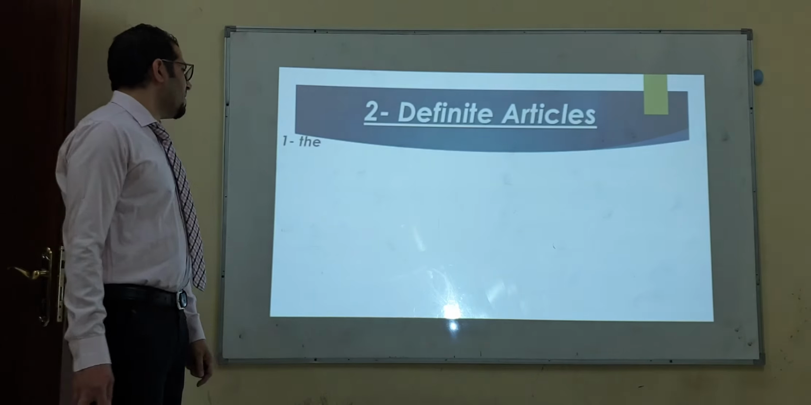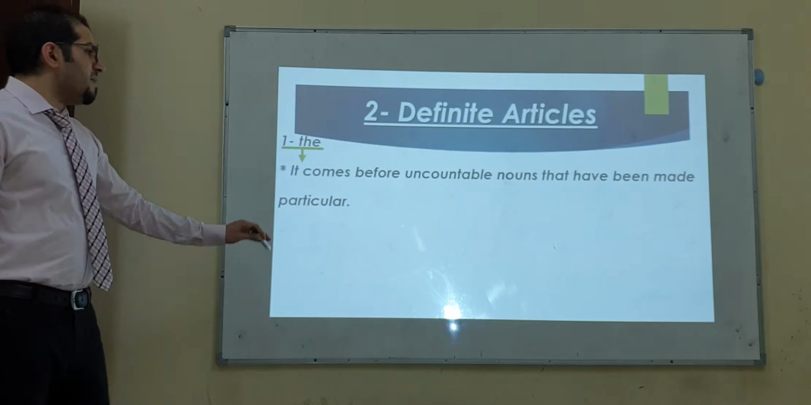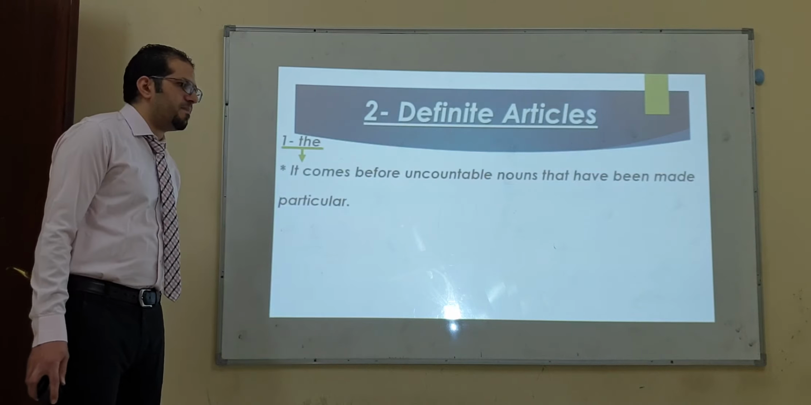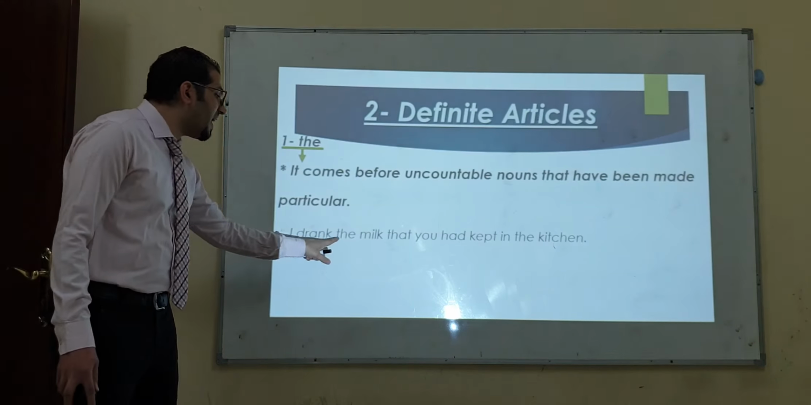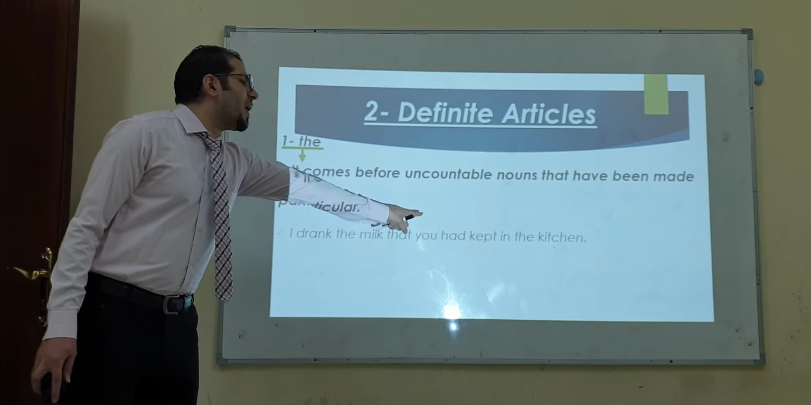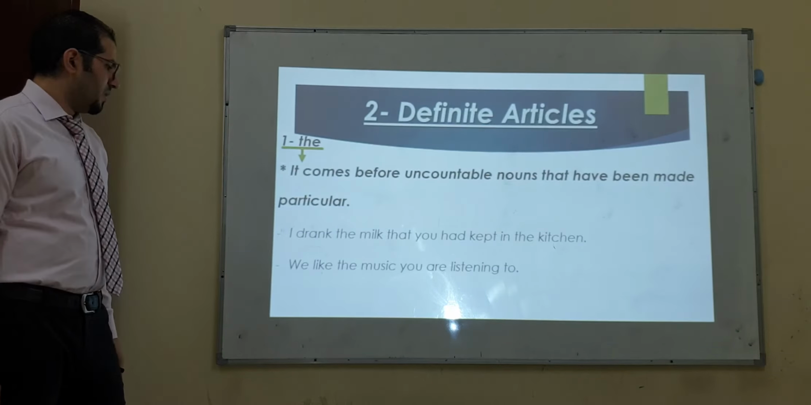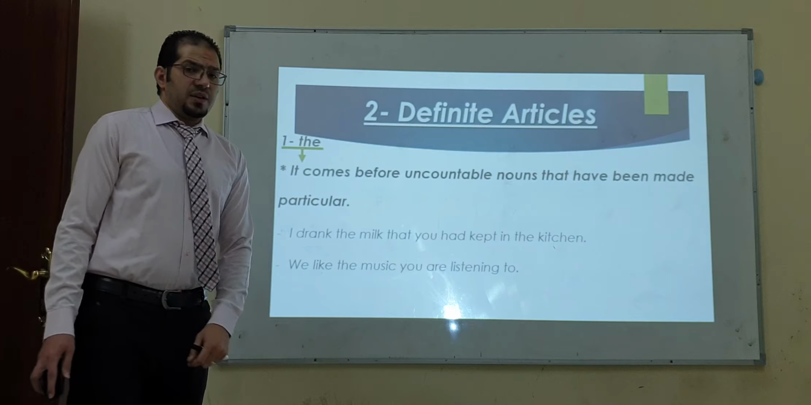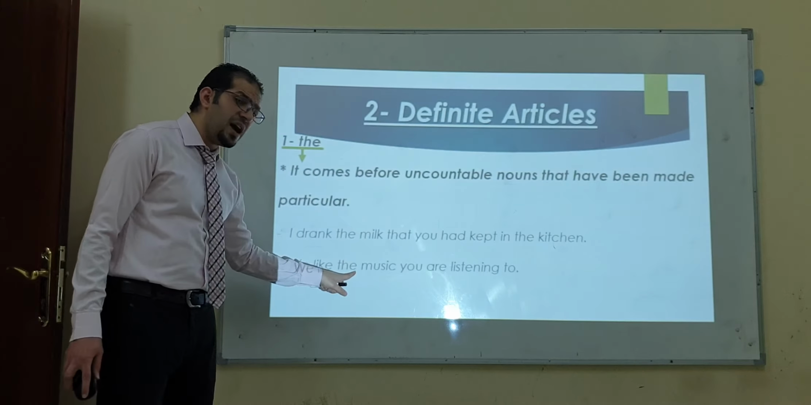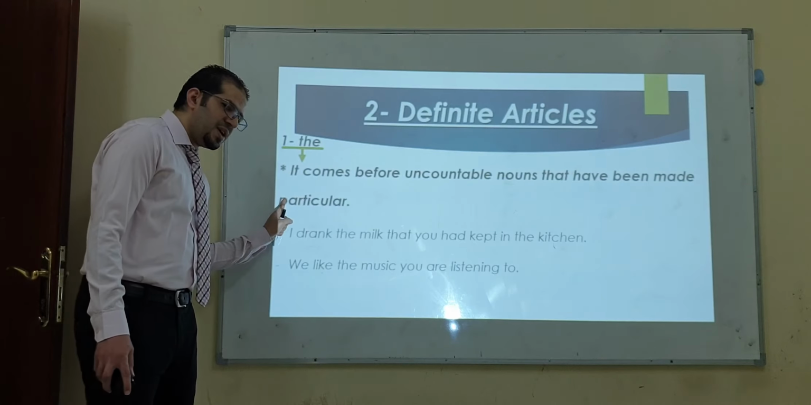Another point for the, it comes before uncountable nouns that have been made particular. And I want you to concentrate on this point because we are going to come to it again. I drank the milk, uncountable noun, milk. I drank the milk that you have kept in the kitchen. I made it particular. We like the music you're listening to. Here music is an uncountable noun, but I use the because I made it specific. Be sure, we made it specific.